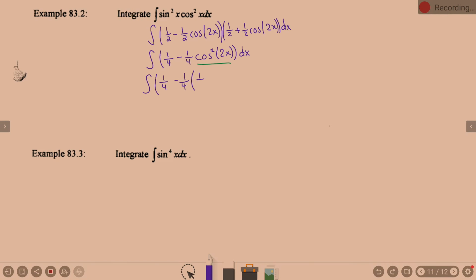Look up at the top of your page, and it is 1/2 plus 1/2 cosine, what's that supposed to say right there? Just cosine of 2x. Okay, it says cosine of 2x.